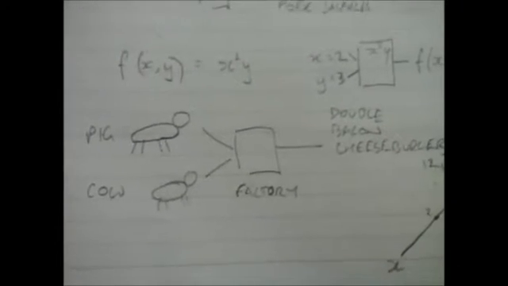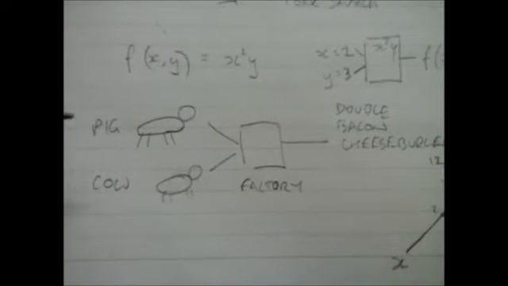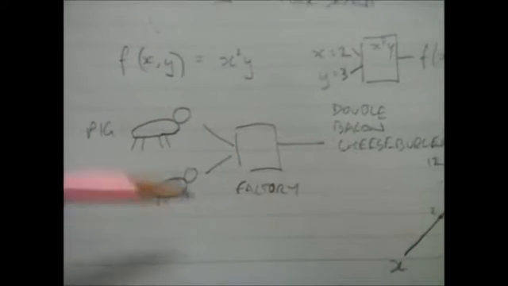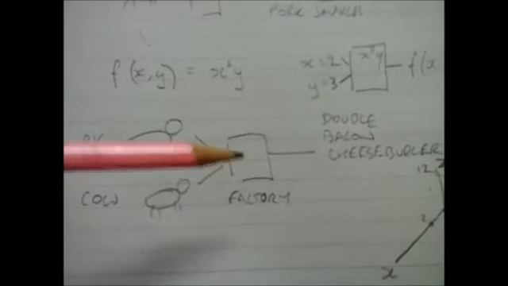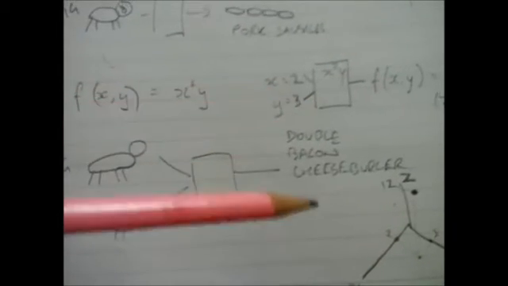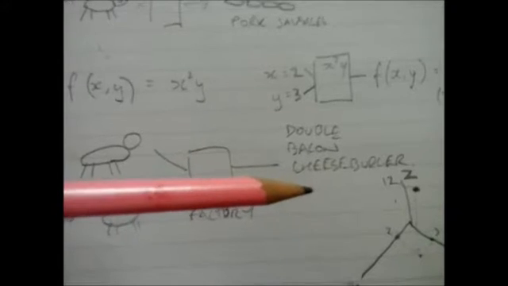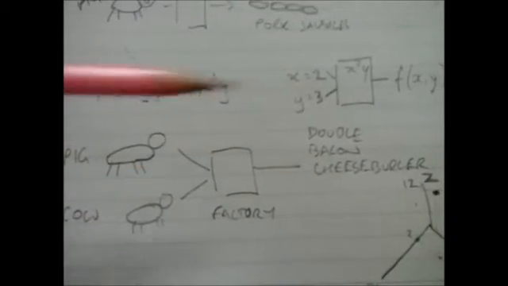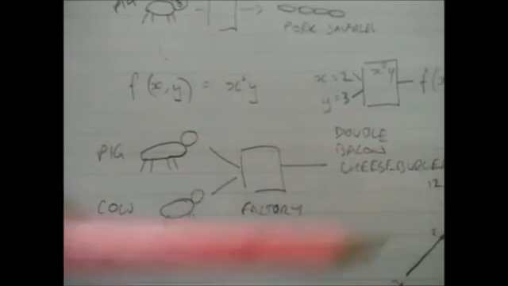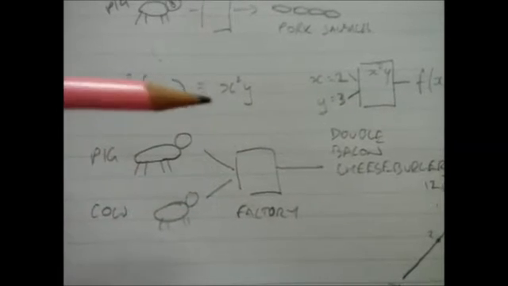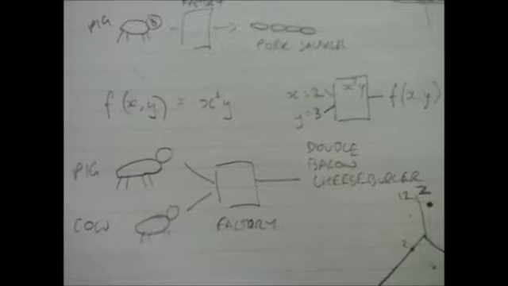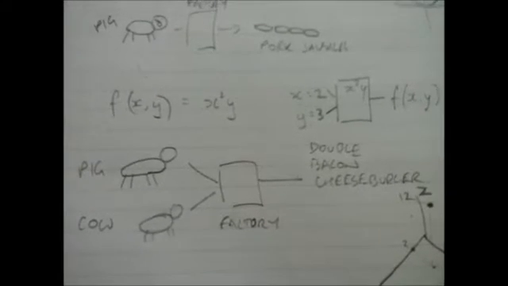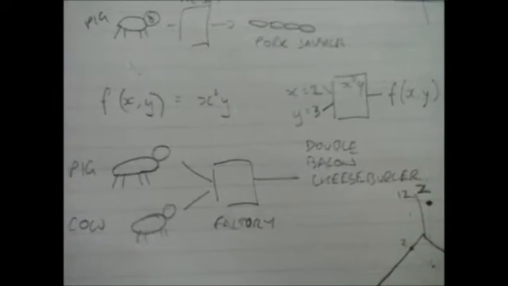I like to think of that as, again, going back to my factory analogy, I stick a pig in and a cow in this time, not just a pig. I stick a pig and a cow in, alive. They get mangled up in the factory, and at the other end I get a double bacon cheeseburger. So that's sort of analogous to a multivariable function. Now we can move on to an example of a directional derivative.